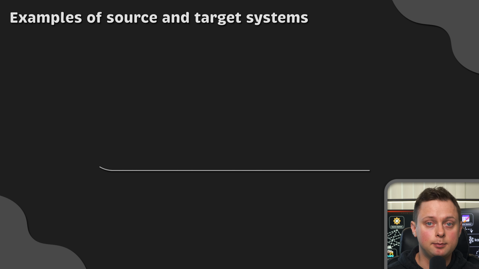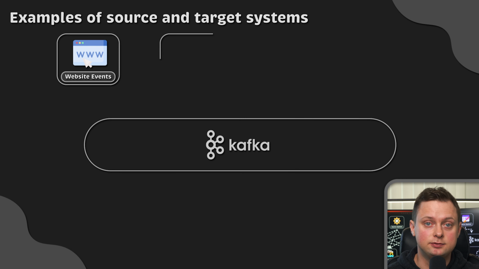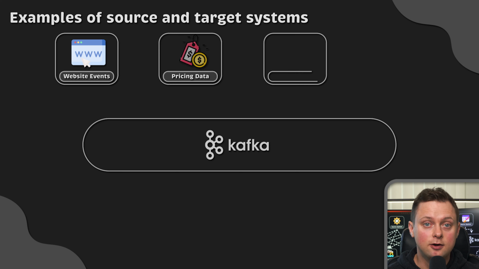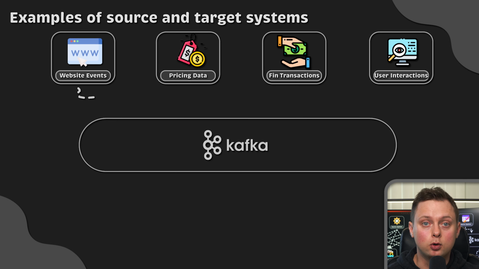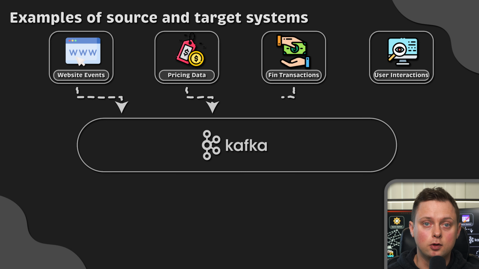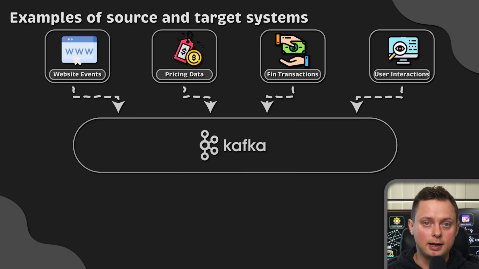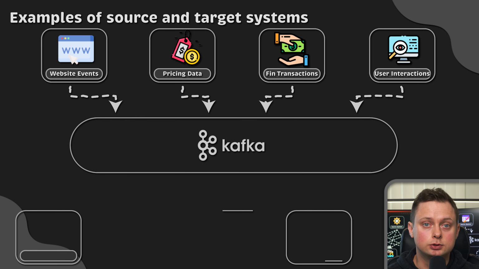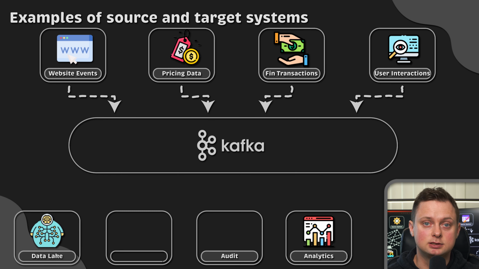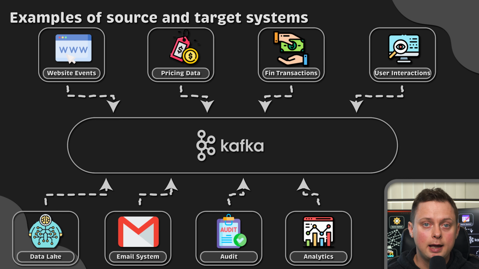So using the same example we discussed earlier, what could be your data sources? Your data sources could be things like website activity, information about prices, financial transactions, or how users interact with your platform. And all of these sources generate continuous flows of data. So this means that data is being generated in real time and then it's sent to Apache Kafka. Now, the places where you want to send this data, or target systems, might be things like data lakes, analytics systems, email, and audit systems.